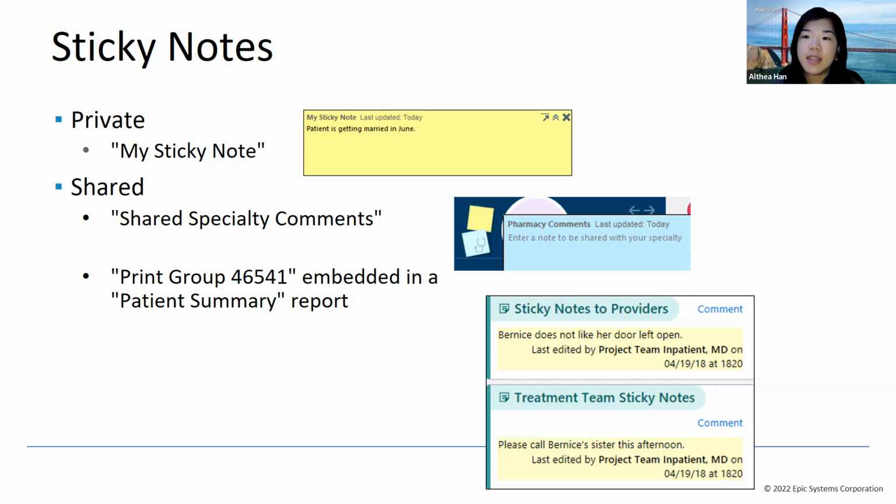And the content of this sticky note can be seen by all other users that also log into the same context. And then there are sticky notes embedded in a patient summary report, which will look like the figure on the bottom here. And this is technically called print group 46541, which is more than one average user needs to know, but I put the technical term here just in case anybody needs it for reference.